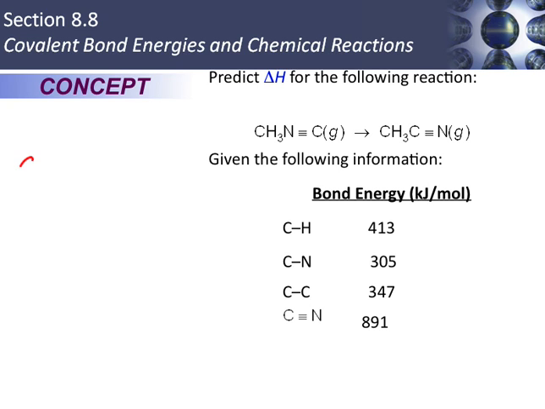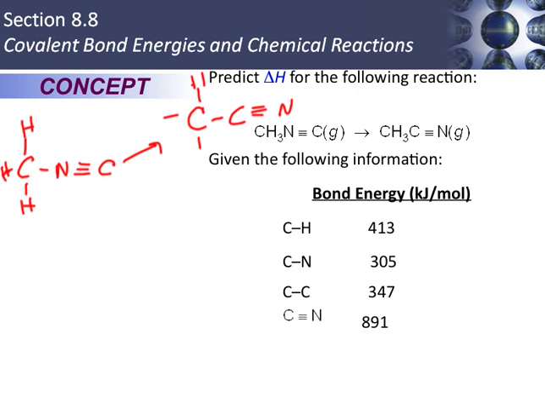So what we're going to do, I'm just going to redraw this guy to make sure you can see all the bonds. We're going to break all these bonds, and we're going to subtract all the bonds that we form. So bonds broken. You literally count. How many C to H bonds are we breaking? 3 C to H's. C to H value is 413 from the table.